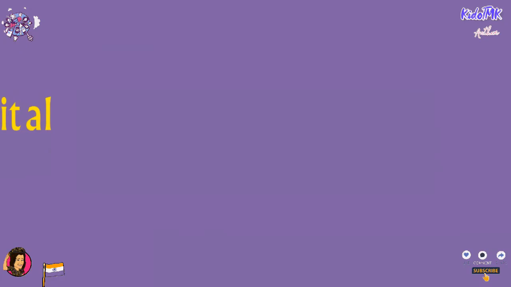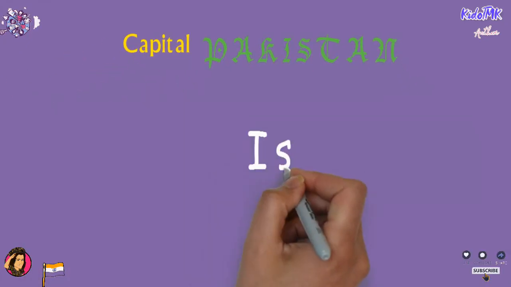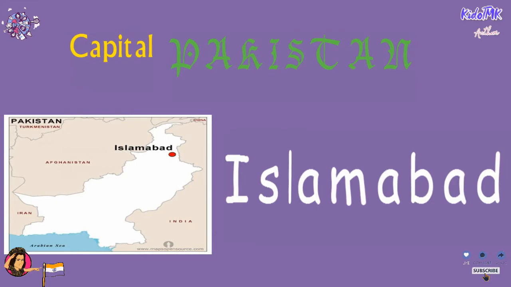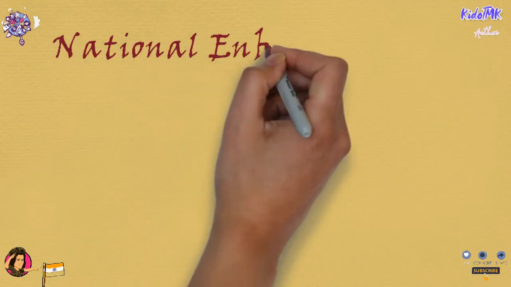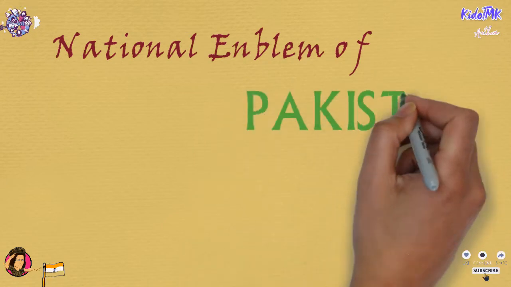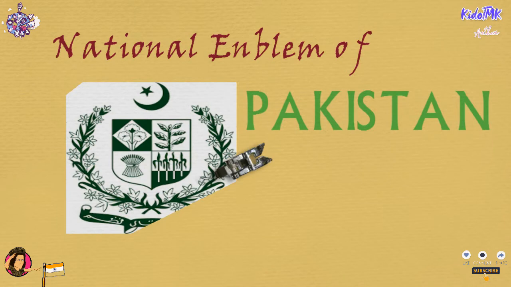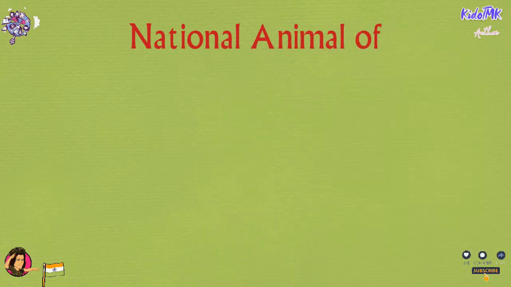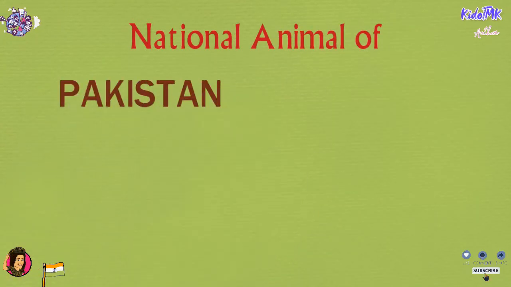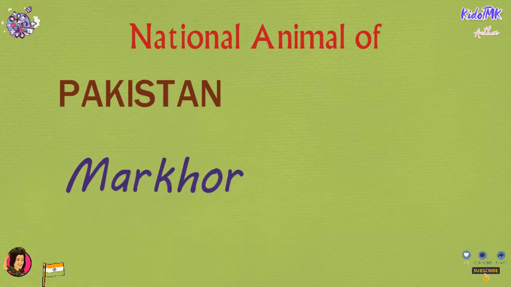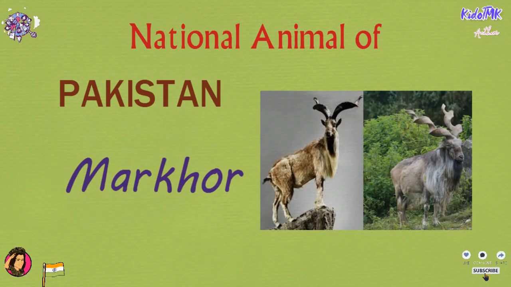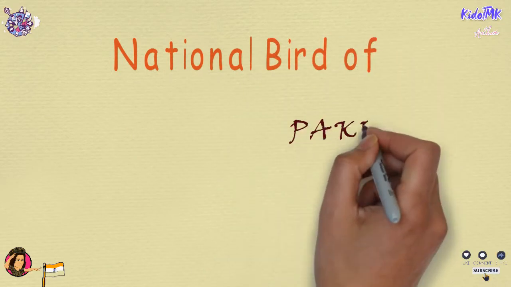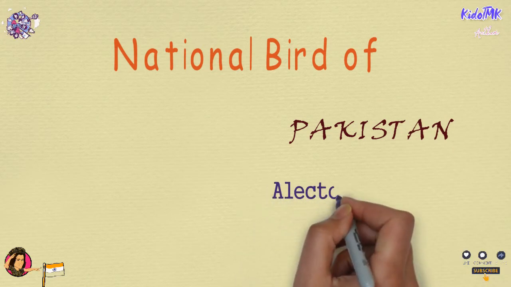Capital of Pakistan, Islamabad. National Emblem of Pakistan. National Animal of Pakistan, Markhor. National Bird of Pakistan is Alectoris chukar.